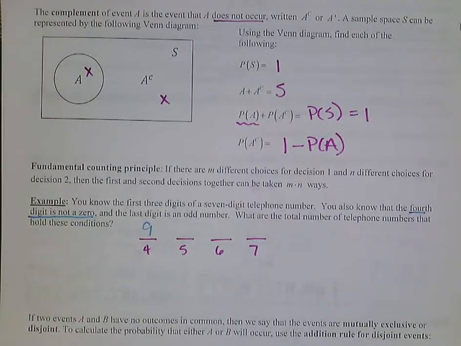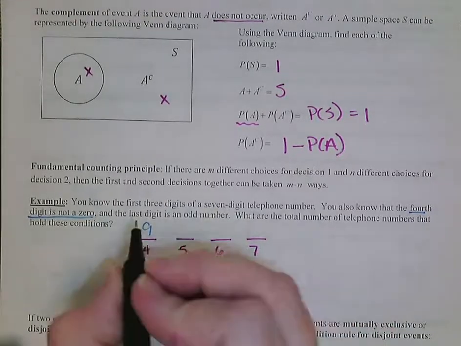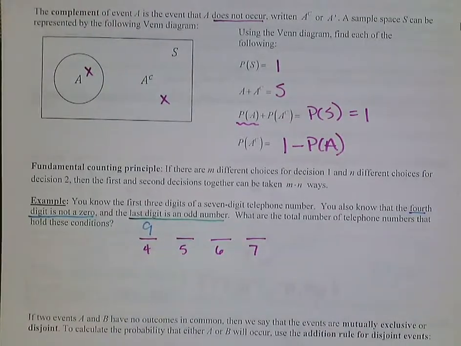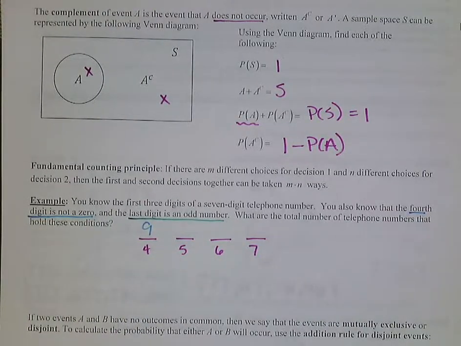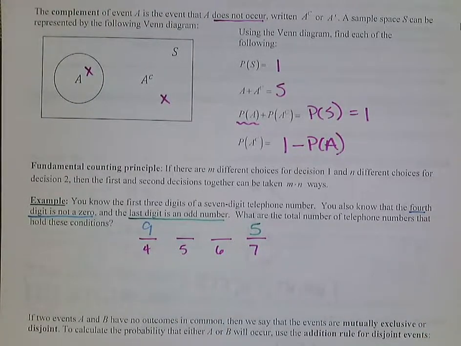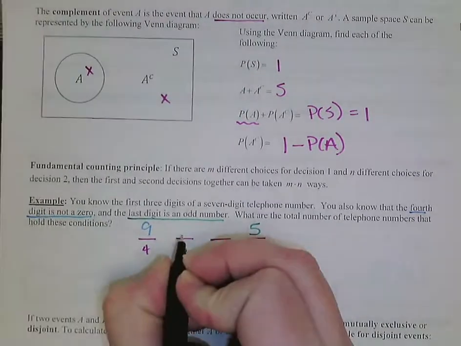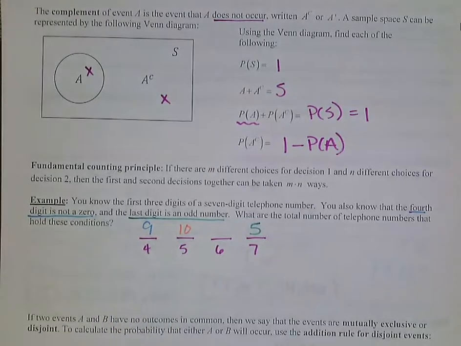We also know that the last digit is an odd number. So that means that there are 5 different possibilities for the last number: 1, 3, 5, 7, or 9. So there are 5 possible digits that could be in the last place. They don't give us any information about digit 5 or digit 6, which means that there are 10 possibilities for digit 5. We've got 1 through 9, or it could be a 0. And we've got 10 possible digits for digit 6.